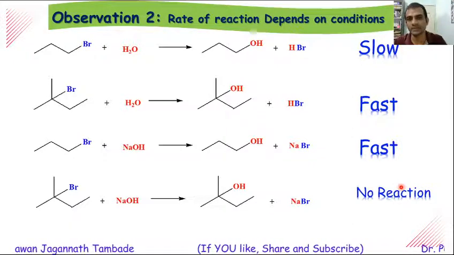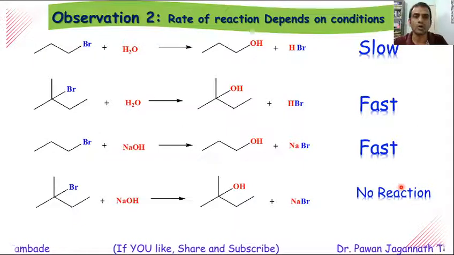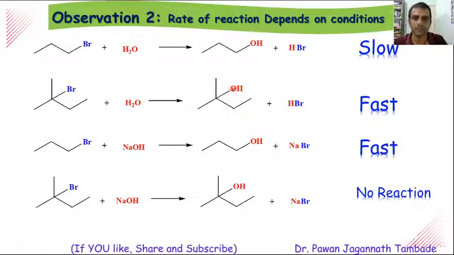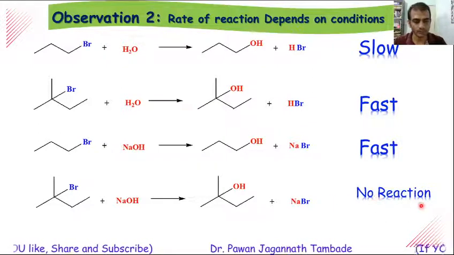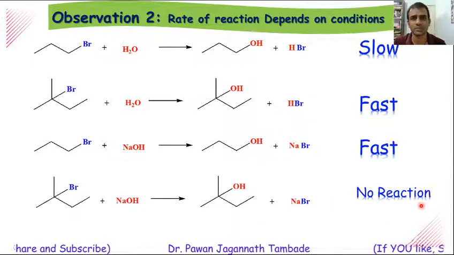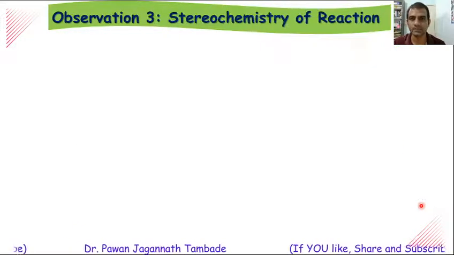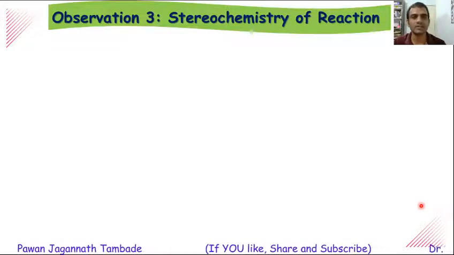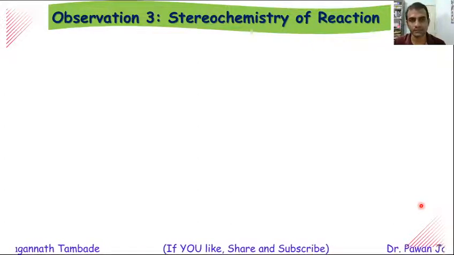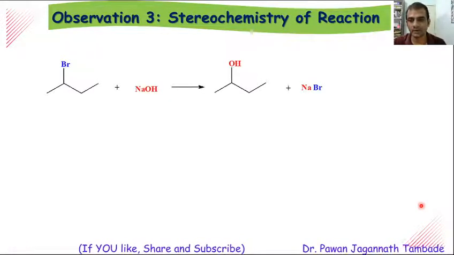So, dear friends, there is a profound effect of condition on rate of reaction, and this can be observed from these four examples. So this is the second practical observation in case of nucleophilic substitution reactions. The third observation is very important, that is the stereochemistry of reaction. So what is that? Consider this example.